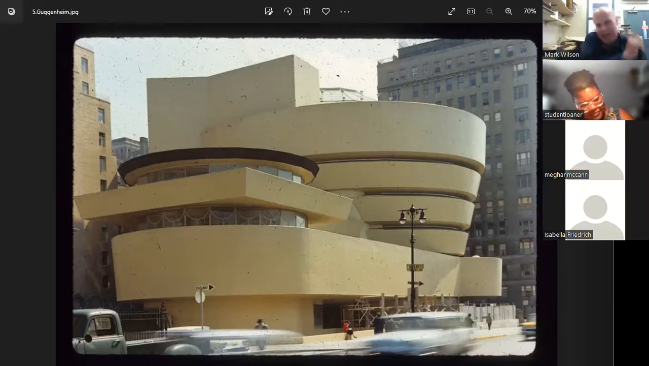If you've ever seen Sex and the City, almost every season, a couple of the characters meet in front of this building. That's the most famous building in this part of New York.